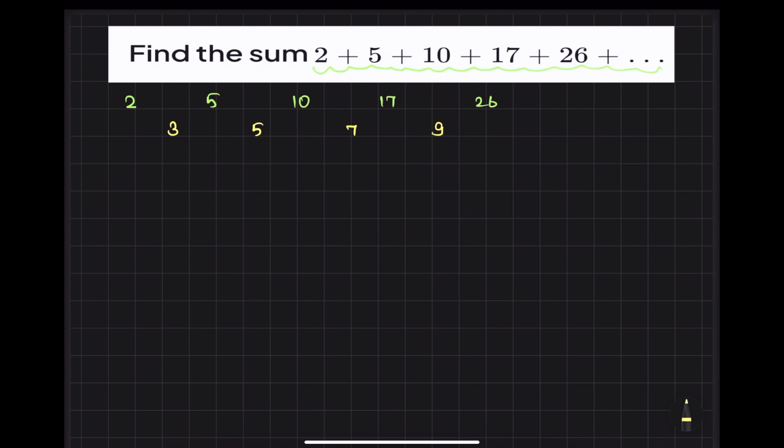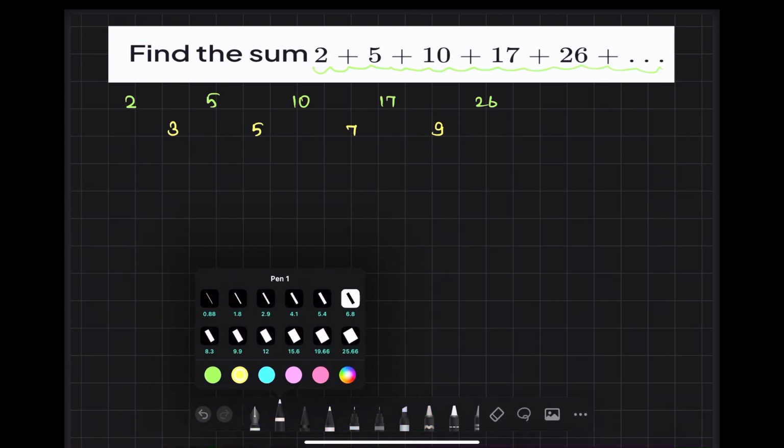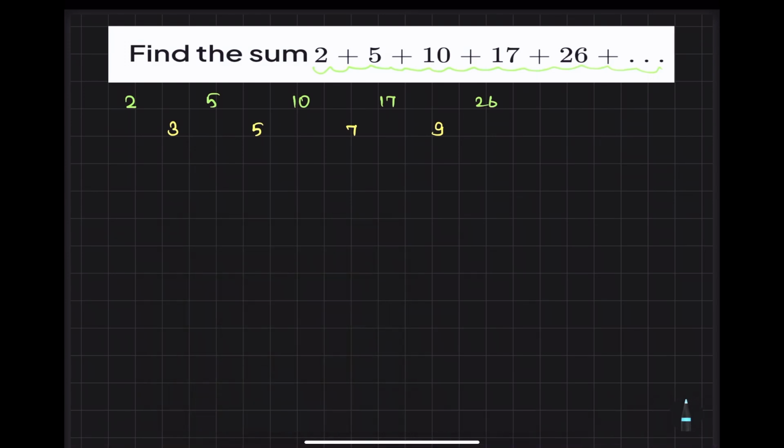Again you did not get any pattern, so what we have to do, again we have to find out the difference. So 5 minus 3 is 2, 7 minus 5 is 2, 9 minus 7 is 2. So we got our pattern, we got a constant number, so we can find out the formula for nth term.